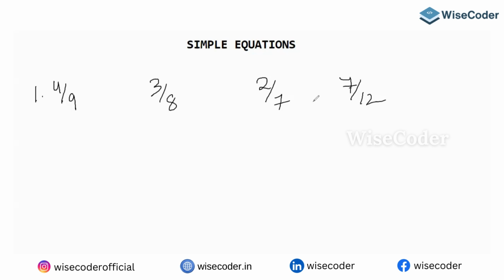A fraction is such that the numerator is 5 less than the denominator. 4 and 9, 5 is the difference. 3 and 8, 5 is the difference. 2 and 7, 5 is the difference. 7 and 12, 5 is the difference. So every option satisfies the first condition.